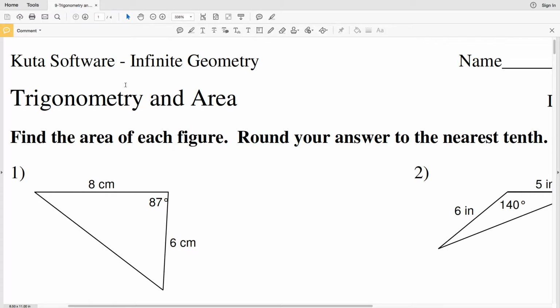In this video, we're going to start the Kuta Software Infinite Geometry free worksheet, Trigonometry and Area. Our directions are to find the area of each figure and round our answer to the nearest tenth.